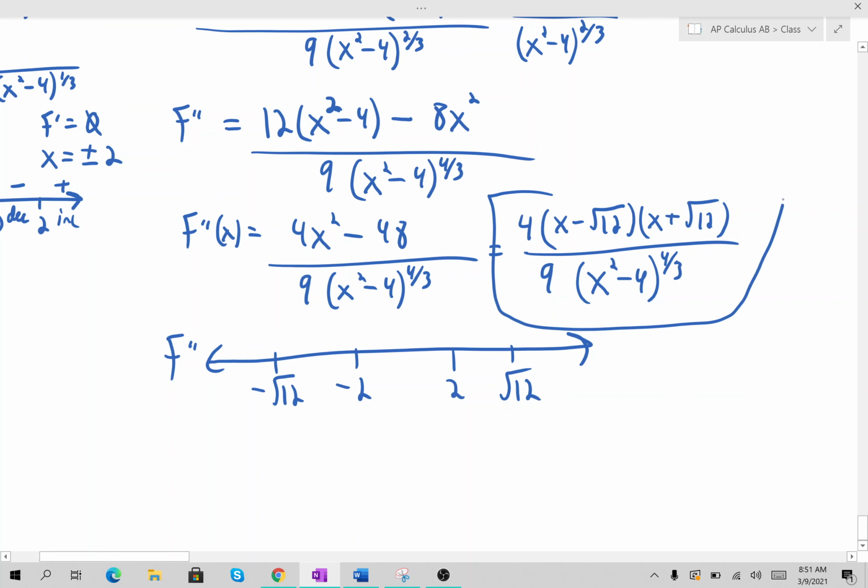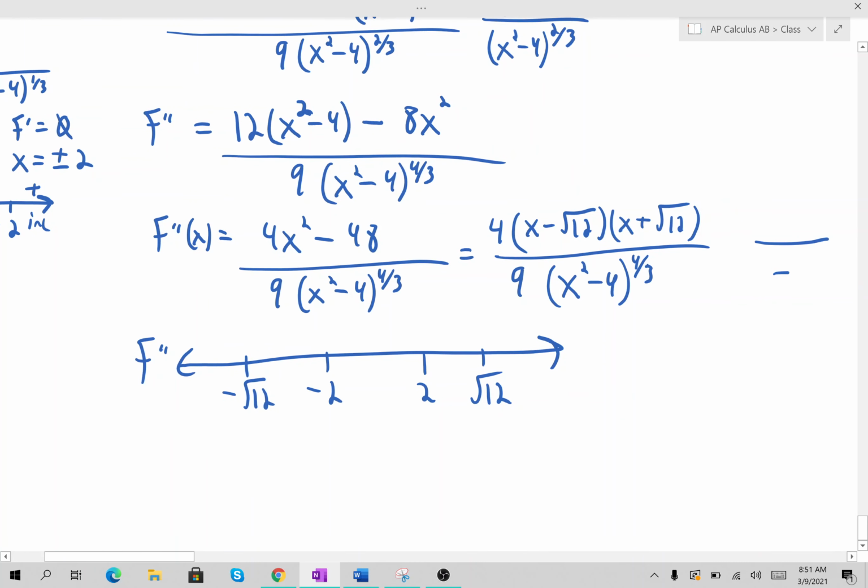But look, I'm going to check this factored version over here. And keep in mind, to the 4/3 power means raised to the 4th and then cubed root. Well, if you raise anything to the 4th, you're going to get a positive value back. So this denominator is always positive because I'm raising it to the 4th power. So if I plug in something less than negative root 12, like negative 20, this is negative and this is negative, which makes a positive, right? Negative times a negative is a positive. So you have positive over positive, which is positive, which means we are concave up.